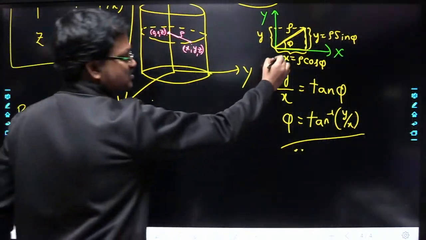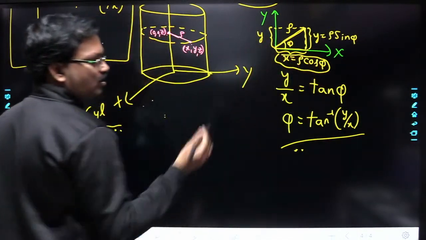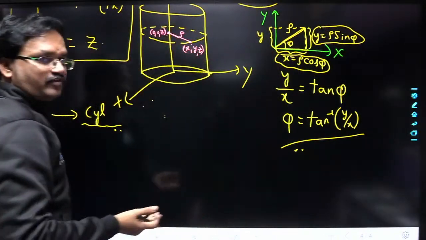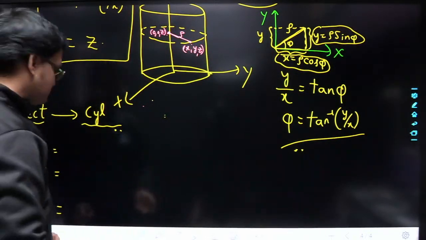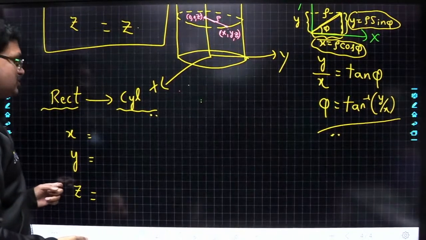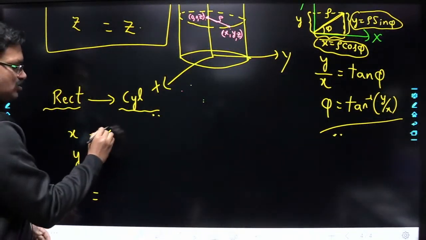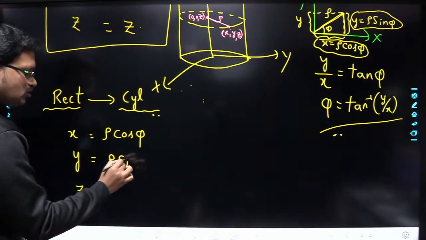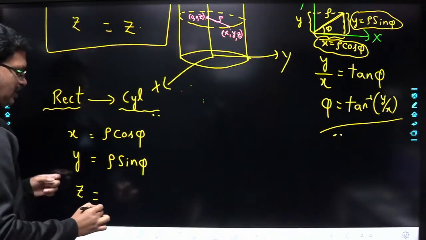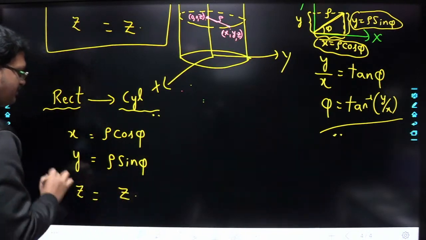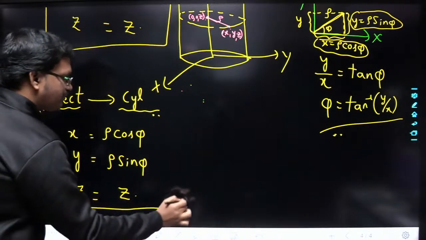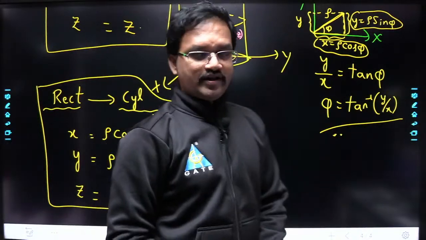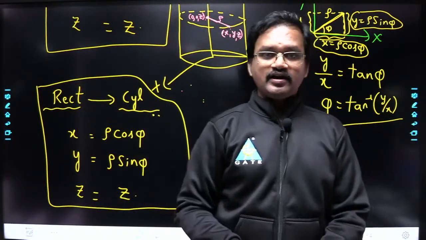See here, x is equal to rho cos phi, y is equal to rho sin phi, and z is the same as z. So there is no need to do anything again. You can simply write x is equal to rho cos phi, y is equal to rho sin phi, and z will be the same as z. This is how you represent the rectangular coordinates in terms of cylindrical coordinates.